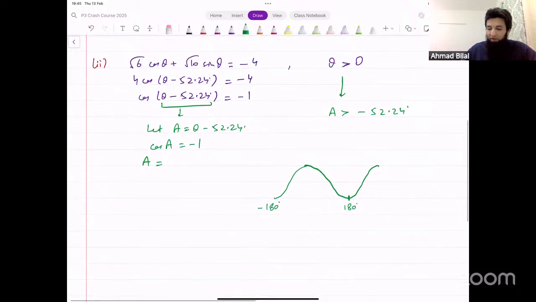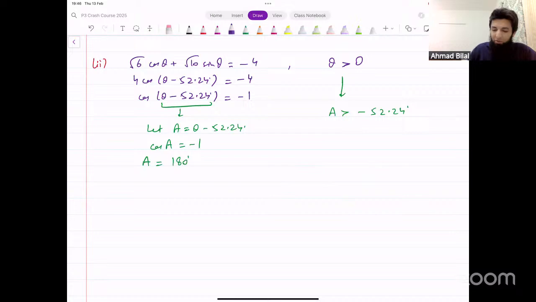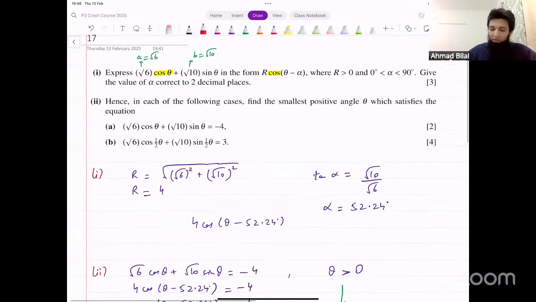What's the smallest value that we're getting? Is minus 180 in the interval? No, it's not. Is 180 in the interval? Yes. So the first value of A that we're getting is 180. The next would be 540 and so on. But 180 is the smallest value, so that's what we consider. What's the corresponding value of theta now? Theta minus 52.24 equals 180, and the value of theta is 232.2 degrees. Okay, that's part 2A.